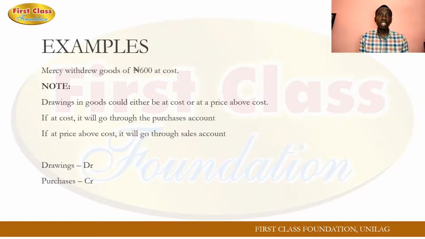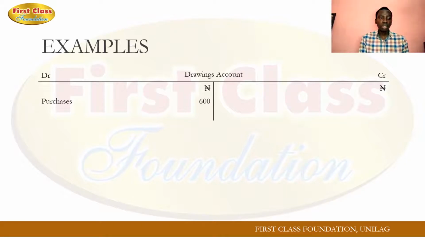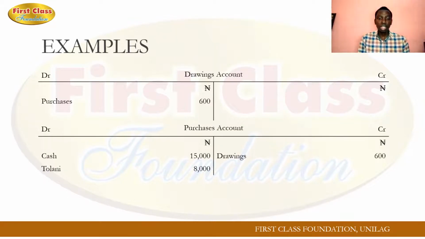Then purchases is credited because we are taking it out of the purchases account. So we are not adding, there's no new purchase made, but there's a drawing from the goods that have been purchased. So that's why we are crediting the purchases account. So we have our drawings account debited with 600, purchases account credited with drawings 600.